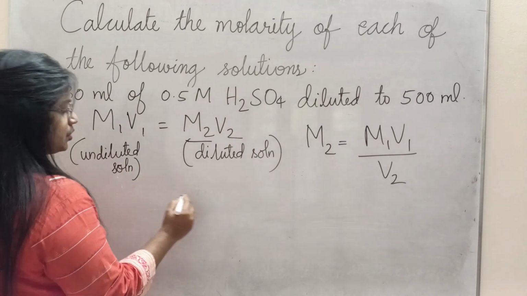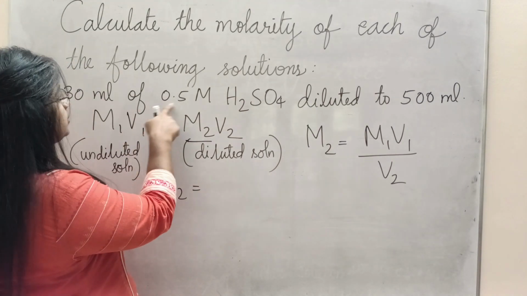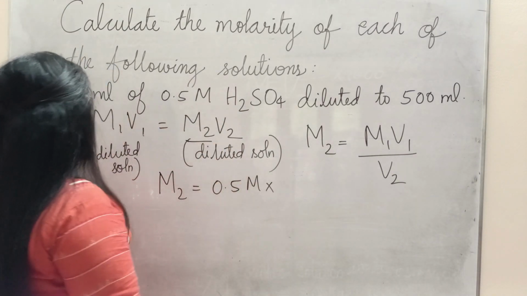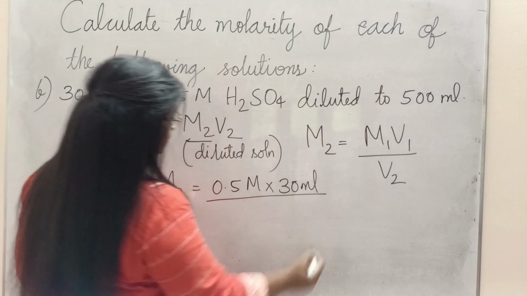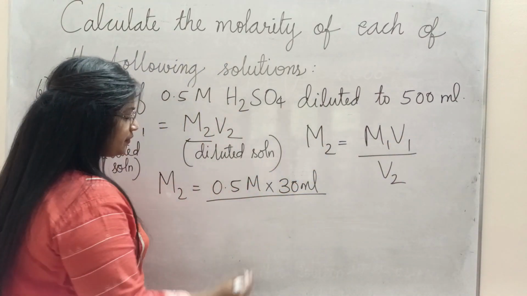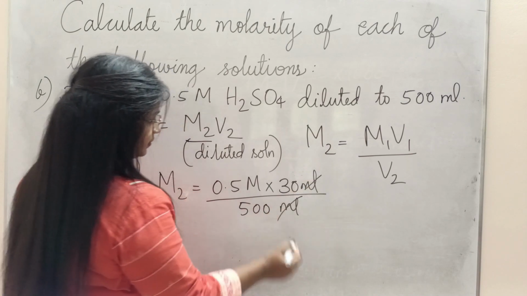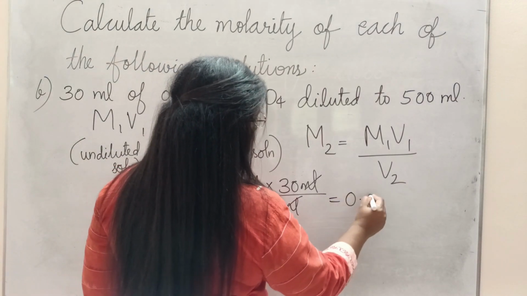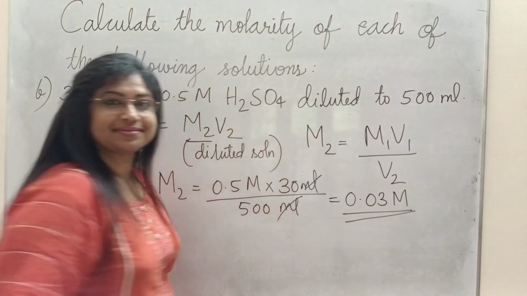Okay? So M2 is equal to, M1 is 0.5 molar, into 30 ml, divided by, after dilution the volume of the solution is 500 ml. Okay, now the answer will be 0.03 molar. Okay.